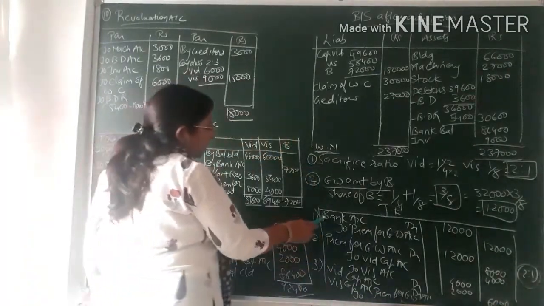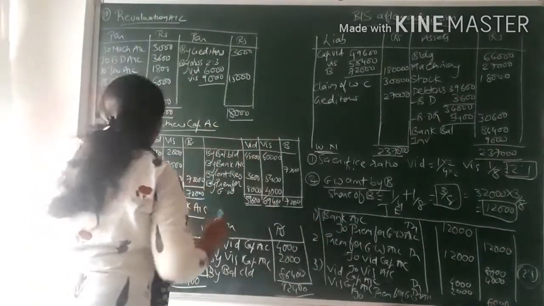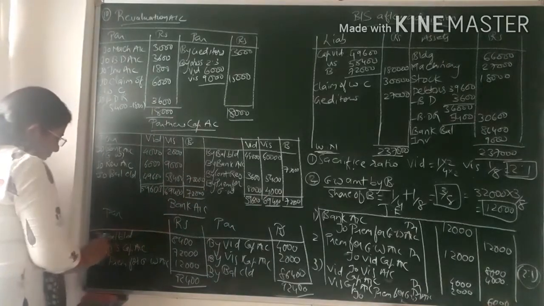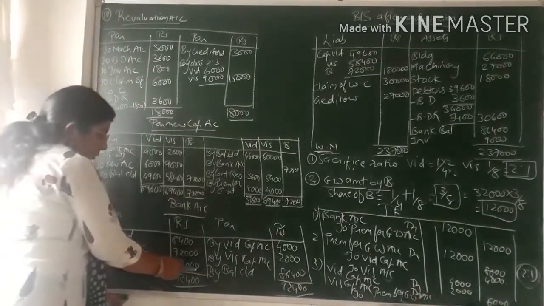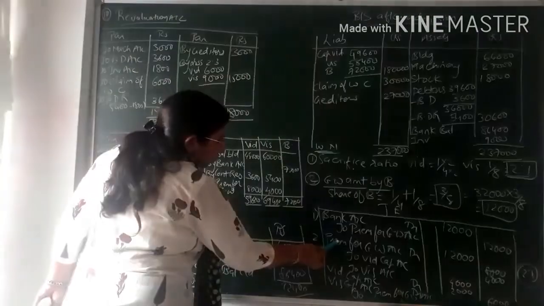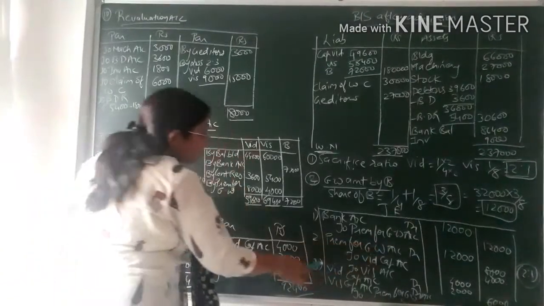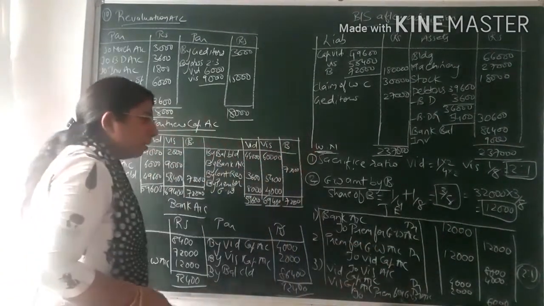So the first entry you can see over here, bank account debit to premium for goodwill account credit. So bank account debit, here I have written, see, to premium for goodwill account, that is rupees 12,000. Okay, and the second journal entry that we have written, that is premium for goodwill account debit to Vidit's capital account, to Vishal's capital account, that is 8,000 and 4,000.